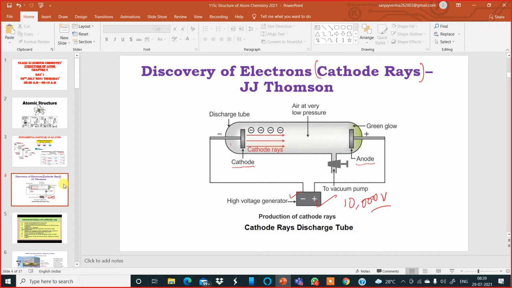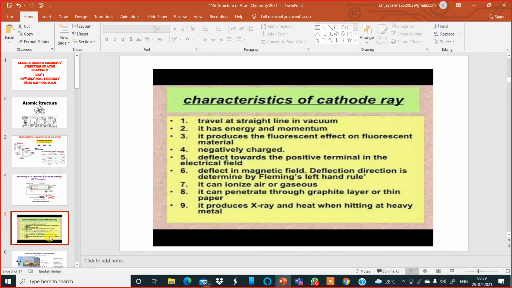Now, going further to the characteristics of cathode rays, or the electrons: the cathode rays travel in a straight line in vacuum, empty space. Cathode rays have energy and momentum. They produce a fluorescent effect on a fluorescent screen. They carry negative charge. That's why they deflect towards the positive terminal in an electric field. They also deflect in a magnetic field. Deflection direction is determined by Fleming's left-hand rule, which you have learned in class 10 in physics.